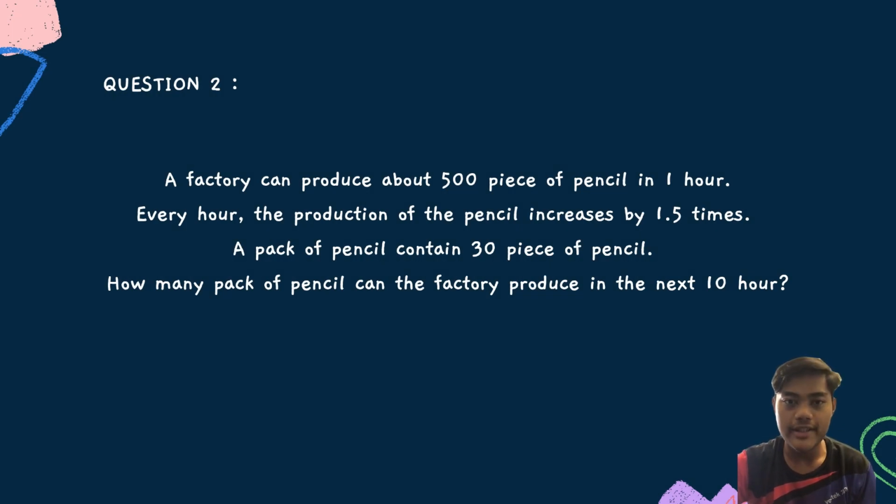For our second question, a factory can produce about 500 pieces of pencil in 1 hour. Every hour, the production of the pencil increases by 1.5 times. A pack of pencil contains 30 pieces of pencil. How many packs of pencil can the factory produce in the next 10 hours?